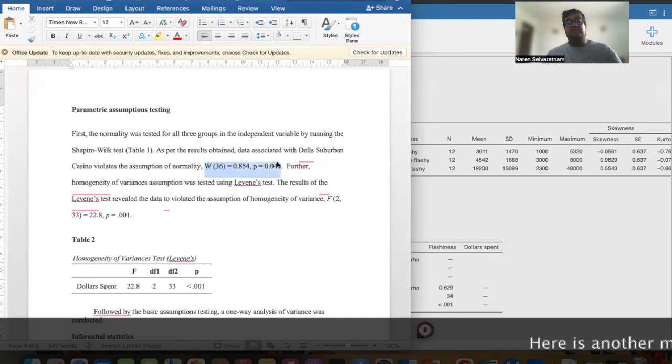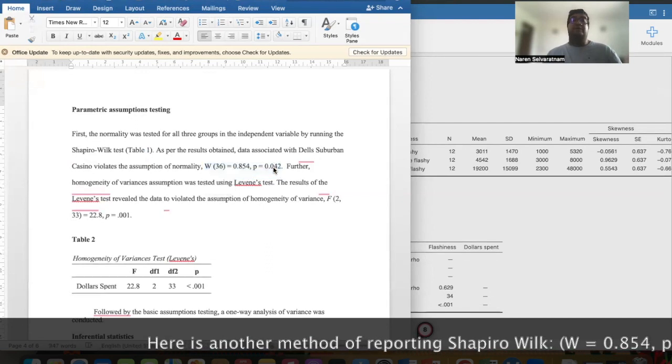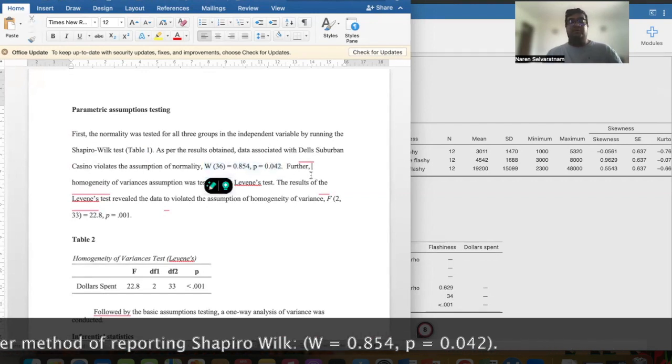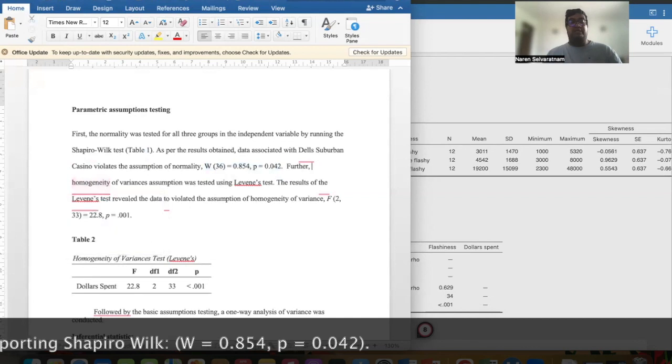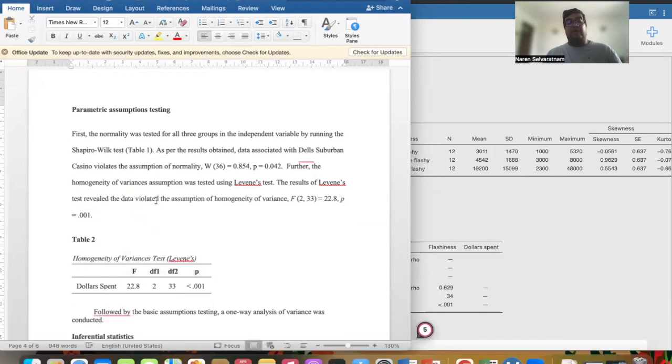Now, reporting has to be done according to APA standards. I didn't check whether this is the right format, but I think this is the right format to report the APA for Shapiro-Wilk. Further, the homogeneity of variance assumption was tested using Levene's test. The results of Levene's test revealed the data violated the assumption of homogeneity of variances, and this is how you would report your Levene's test.